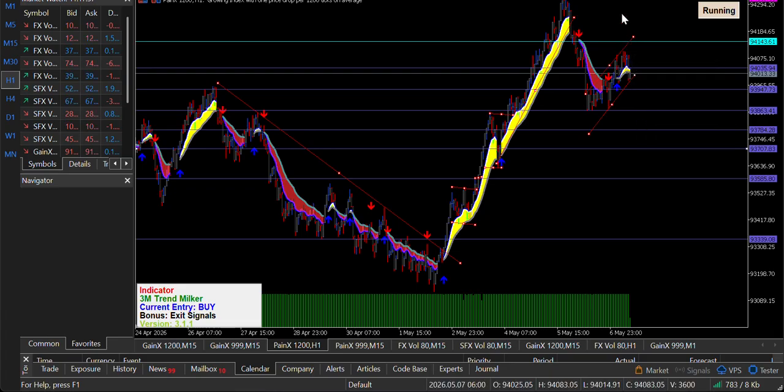But if it should break out above it, then it's going to buy more. So this is how a breakout trading strategy can work, and you guys can take advantage of it right from there.